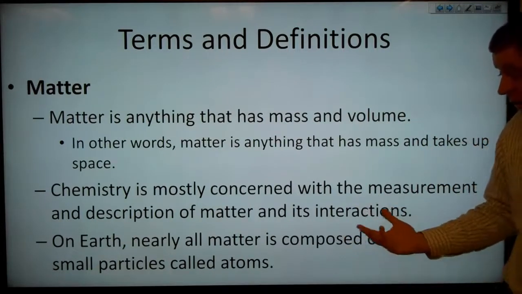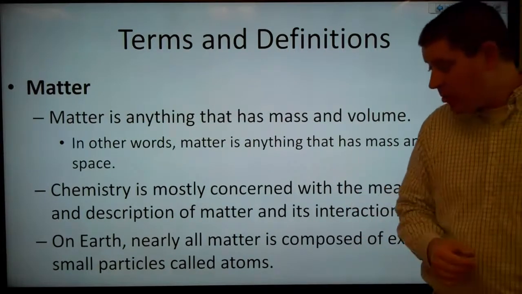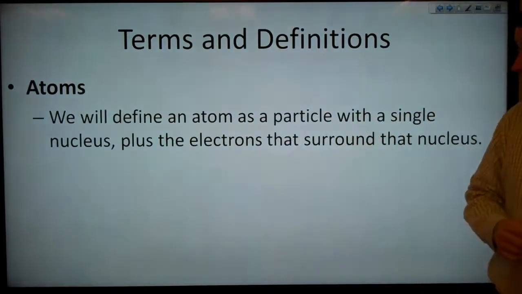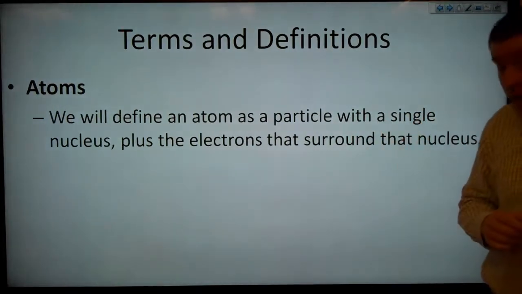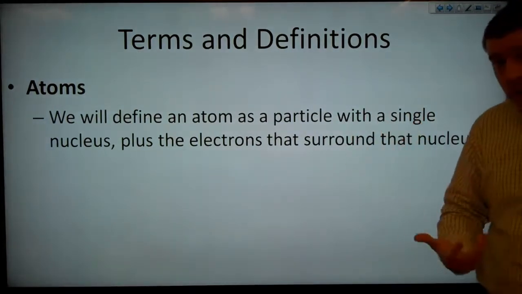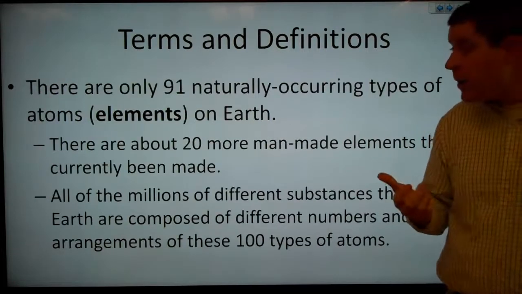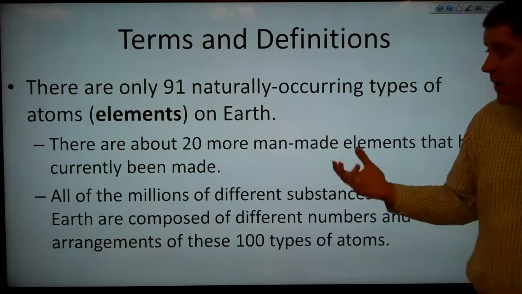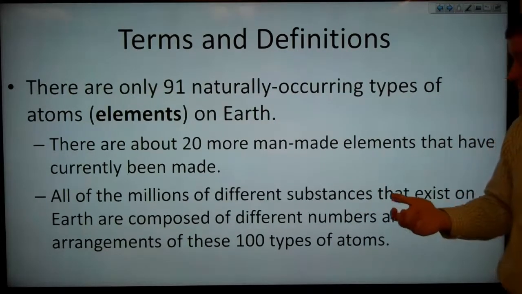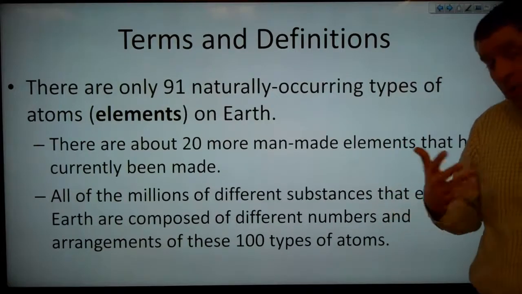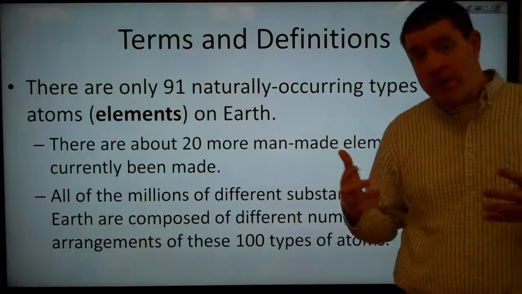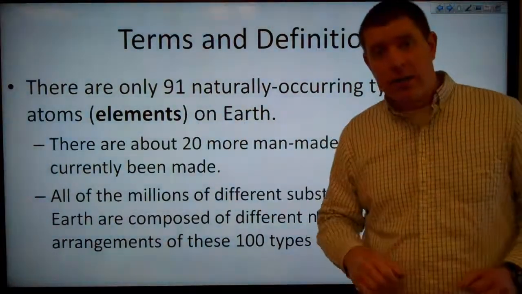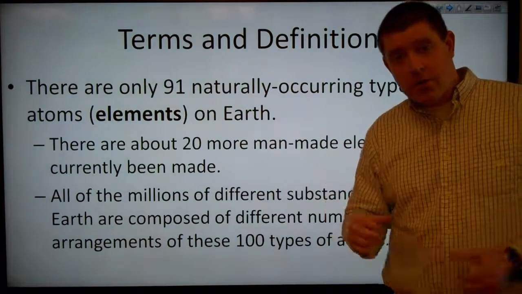On Earth, nearly all matter is composed of extremely small particles called atoms. We will define an atom here as a particle with a single nucleus plus the electrons that surround that nucleus. There are only 91 naturally occurring types of atoms or elements on Earth, and there are about 20 more man-made ones. They're man-made in the sense that in a particle accelerator, we take two smaller atoms and smash them together, and every once in a while they'll stick, they'll react together.